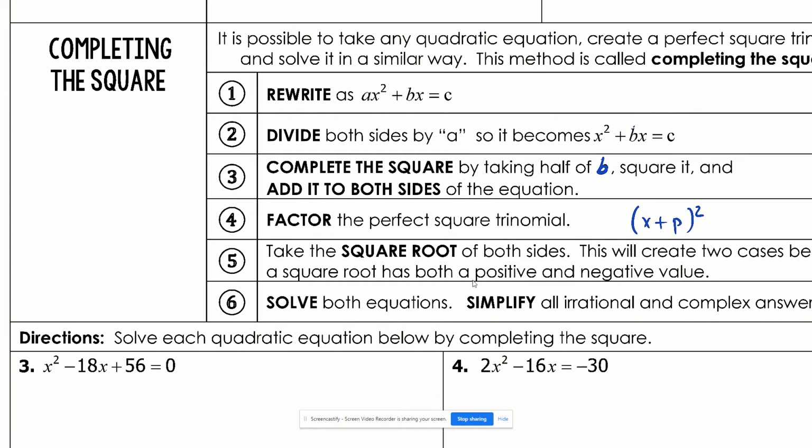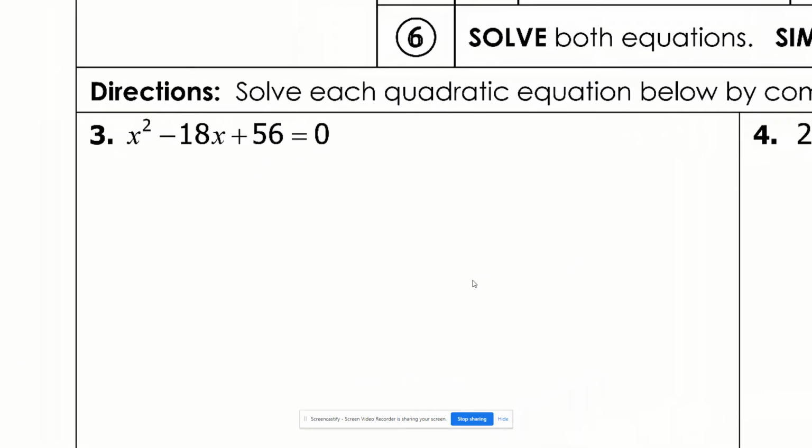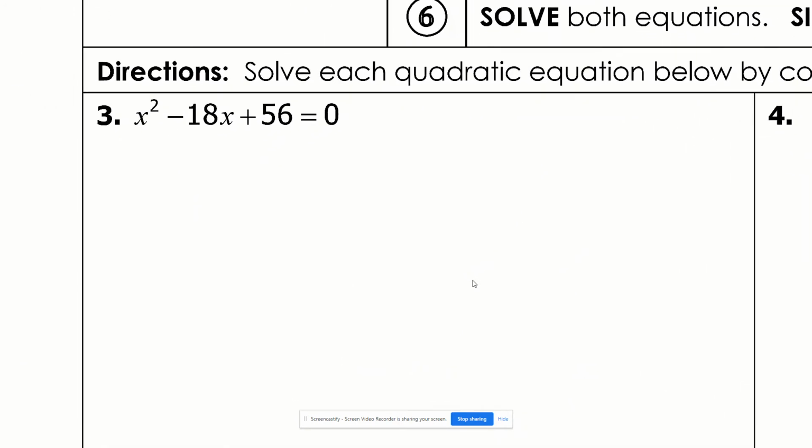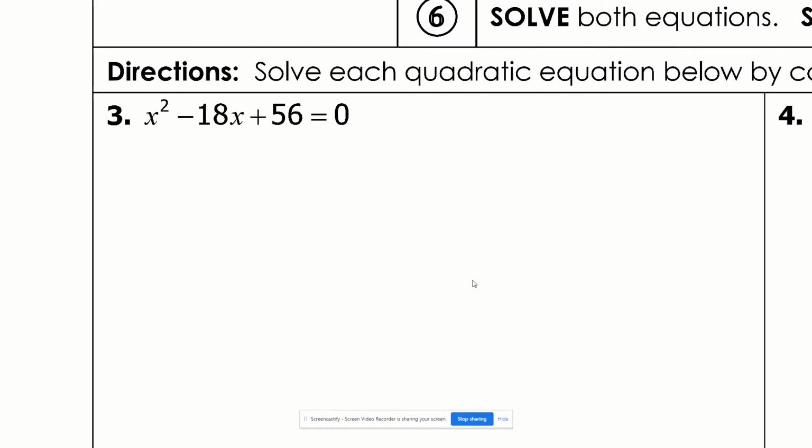So instead of talking about it, let me just show you. Look at number 3. First of all, I'm going to get it in ax squared plus bx equals c form. And I left a little space because I saw a couple things. One, what's my a value right here?